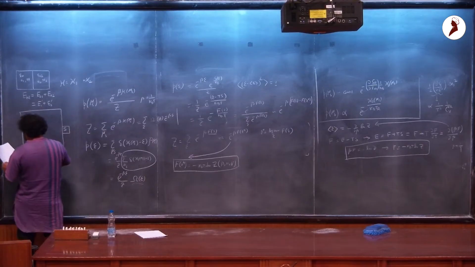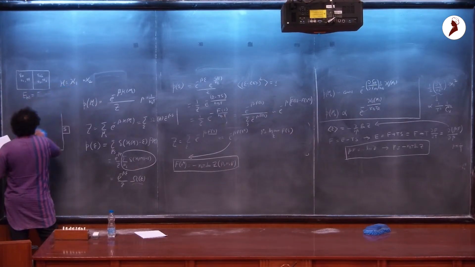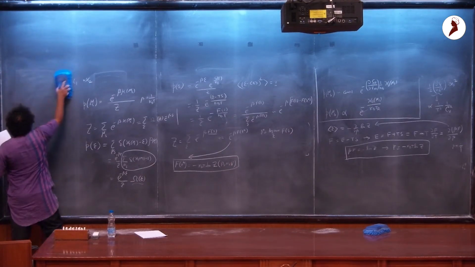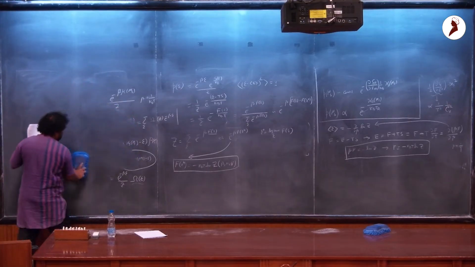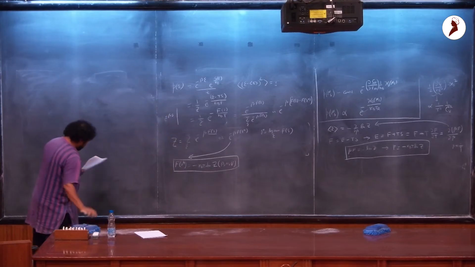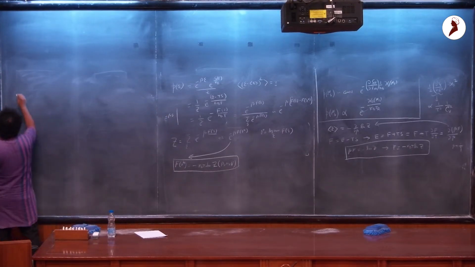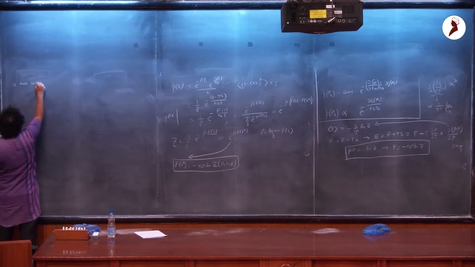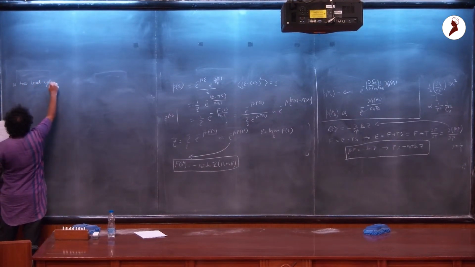So let me give you one example which you can do, and if you have forgotten, just do this example, you'll remember everything. So let us consider that we have n two-level systems. We can think of them as spins.